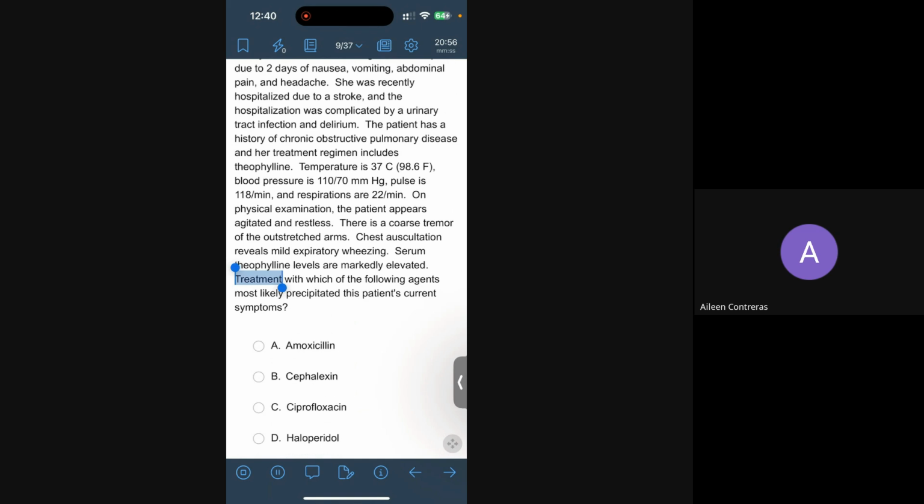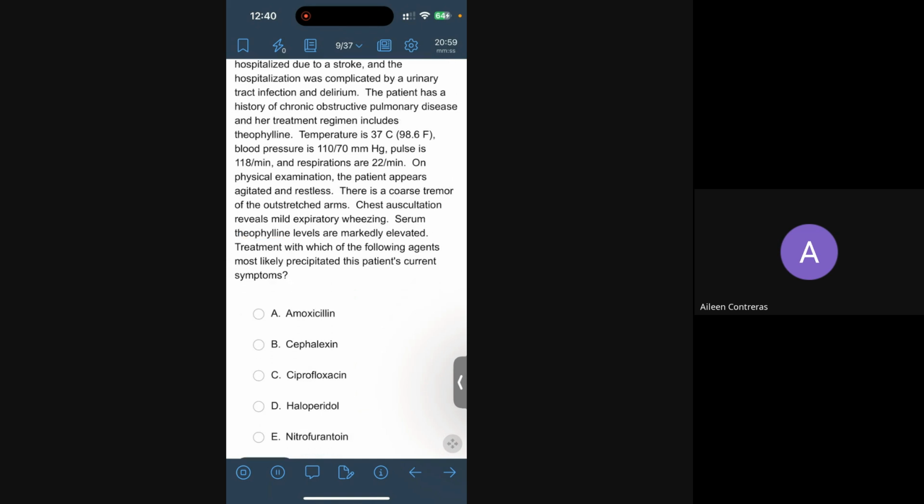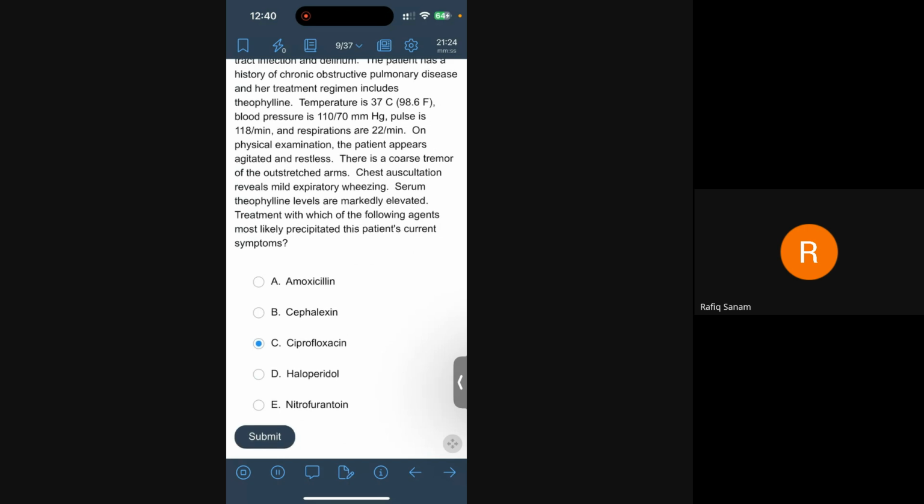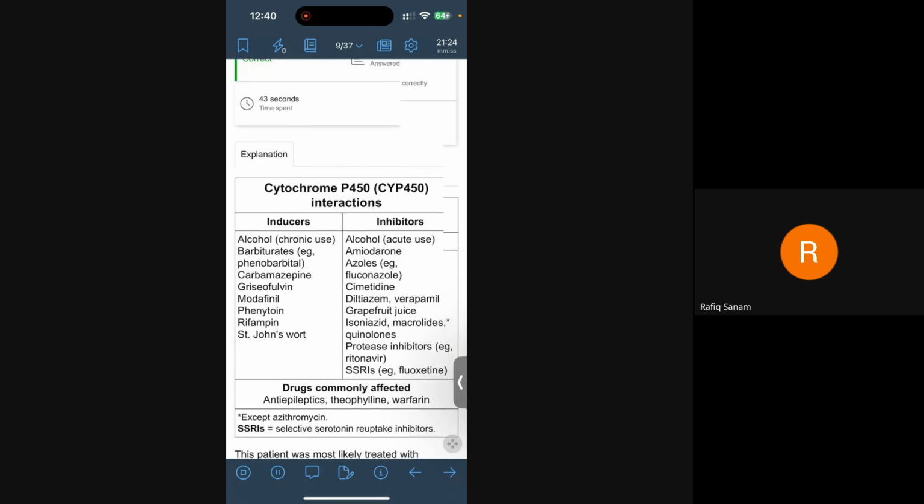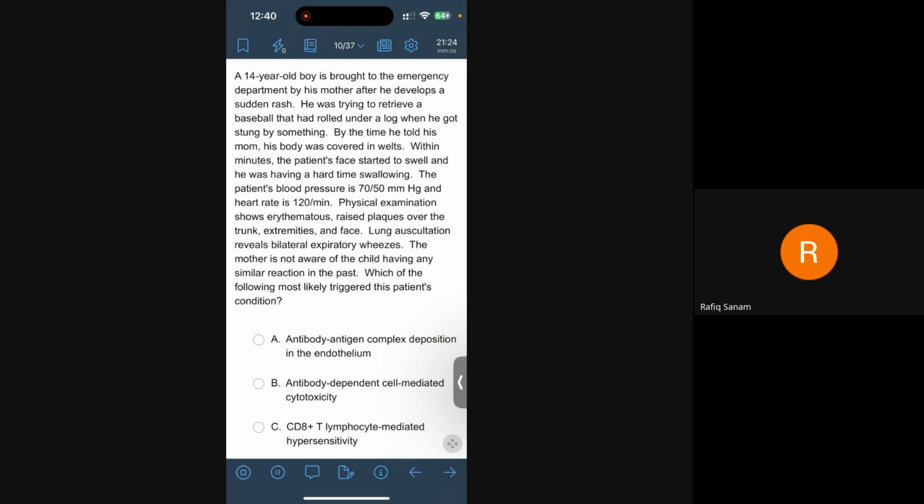We have solved this question before. Let's see if you remember it. Yes, we have done it. What is happening in this question? It's happening in cytochrome P450. Thiophene increases toxicity due to cytochrome P450 inhibition, like ciprofloxacin. Very good. Let's move on to the next one.